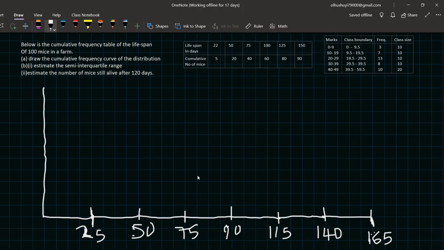Good. Now, from my y-axis, don't forget, the cumulative frequency is plotted against the upper class boundaries. But here we don't have to deal with upper class boundaries directly, because the lifespan is taking care of the upper class boundaries. Please take note. Then we move.